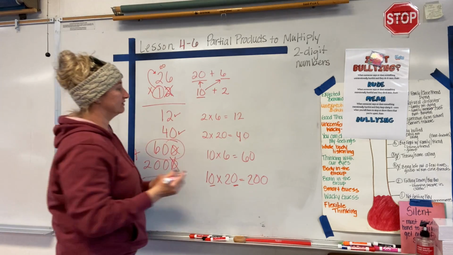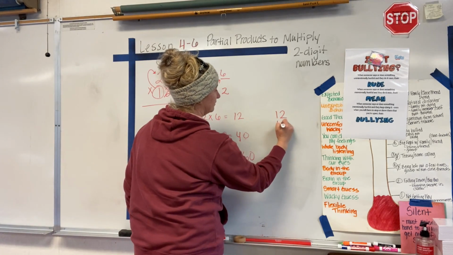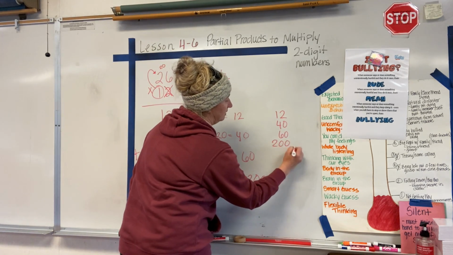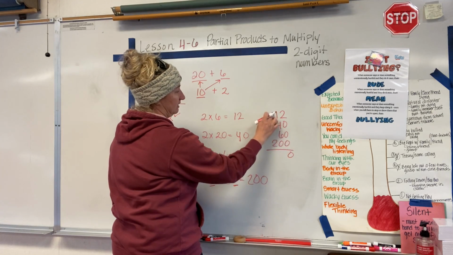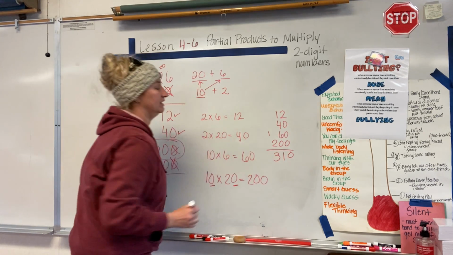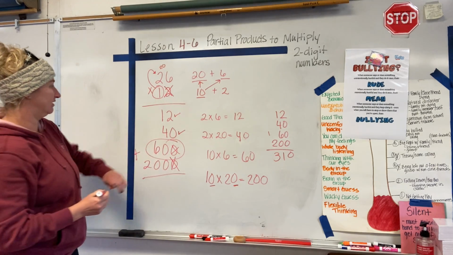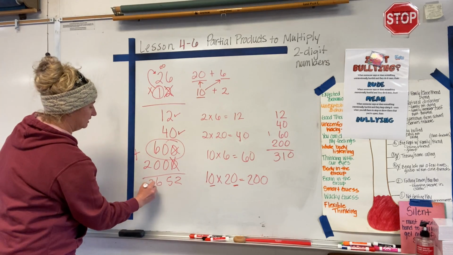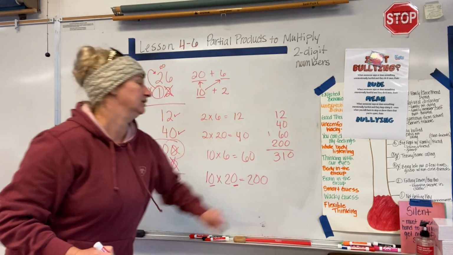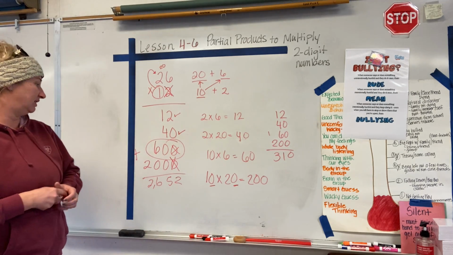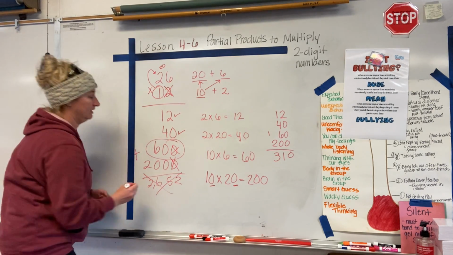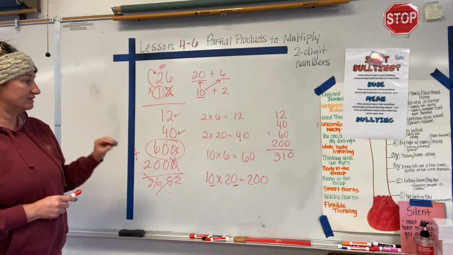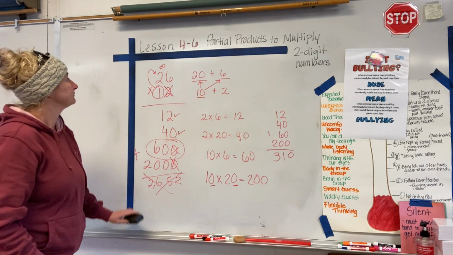So what we should have is 12 plus 40 plus 60 plus 200, and that gives us 310. Okay, what would they have gotten? They would have gotten 2,652. That's a very big mistake. Very, very large difference. Okay, so this was not right. They added too many zeros here. Okay, so I'm going to erase this and then assign you your problems for the day.